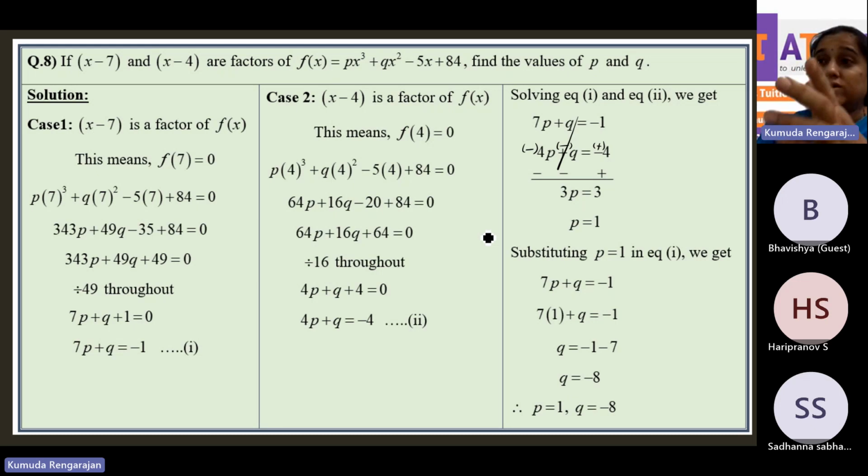Sometimes adding or subtracting both won't work. That's a different situation. I'll tell you when we come to that, okay? For now, this information is enough for you. That's why I subtracted.